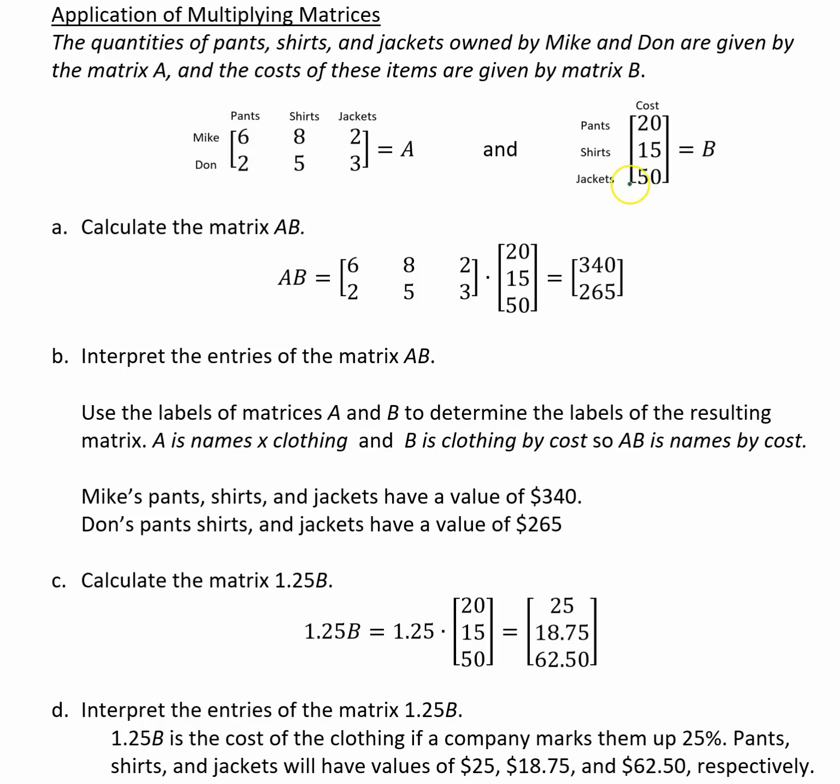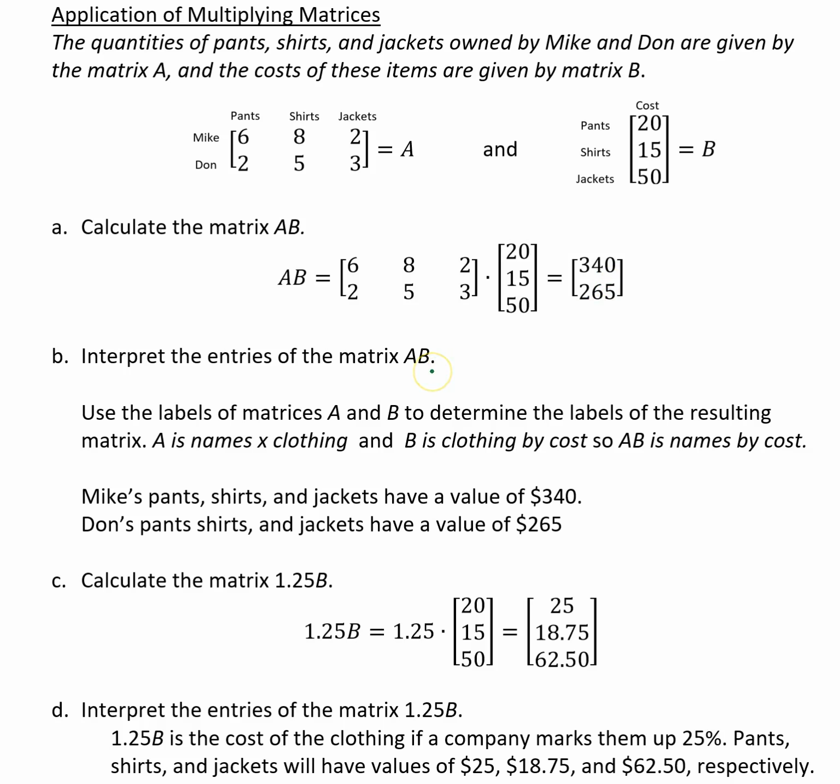The other matrix tells us the cost for 1 pair of pants is $20, for a shirt is $15, and for a jacket is $50. So the first part says calculate the matrix AB. It means I need to multiply A and B together. So I use the rules of multiplication for matrices and end up with the result of a matrix that has 2 rows and 1 column. The answers are 340 and 265.